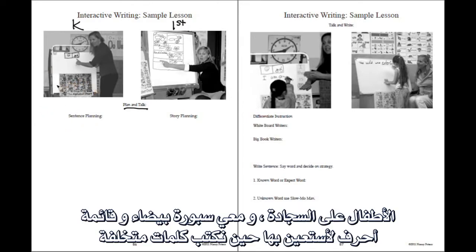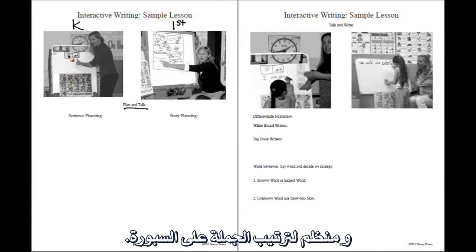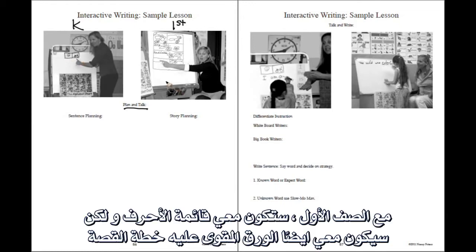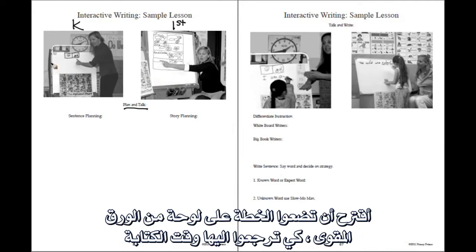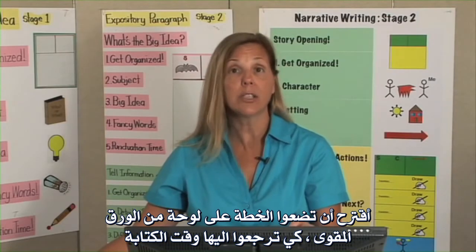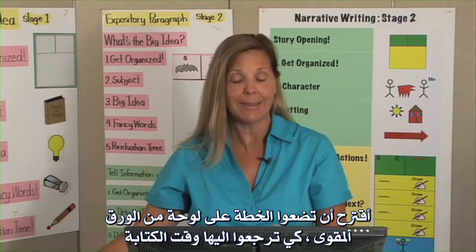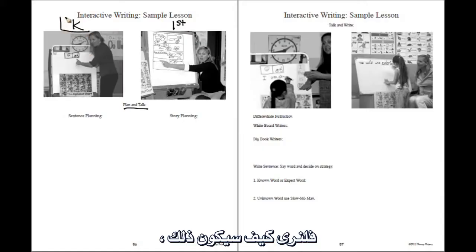I have a whiteboard. I have an alphabet chart there to refer to when we're writing down different words, and then an organizer where we're organizing that one sentence up on the board. First grade, I have my alphabet, but I also have my butcher paper or whiteboard where I'm planning out the story in front of the kids. I suggest that you put your plan on butcher paper so that you can constantly come back to it when you're writing. So let's look at what this looks like.